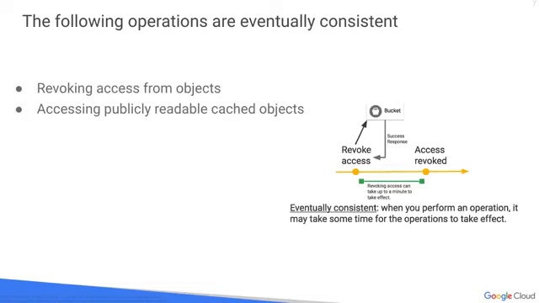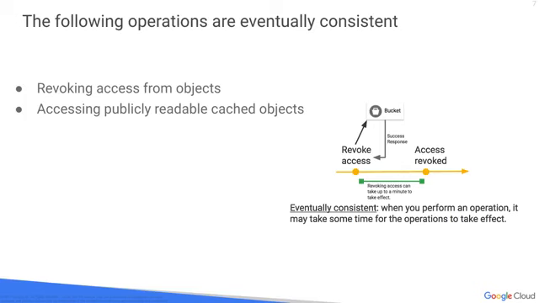Eventually consistent operations mean that when you perform an operation, it may take some time for the operations to take effect. The following operations are eventually consistent: revoking access from objects and accessing publicly readable cached objects. Revoking access can take up to a minute for changes to take effect, so operations won't be consistent until the revocation has taken place. Publicly readable cached objects are eventually consistent if the object is in the cache when it is updated or deleted. When the object in the cache is updated or deleted, the operation doesn't take effect until its cache lifetime expires.